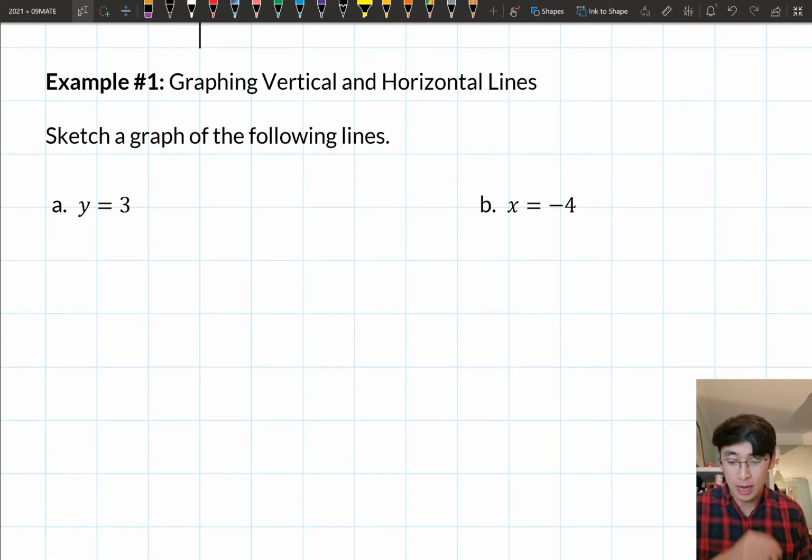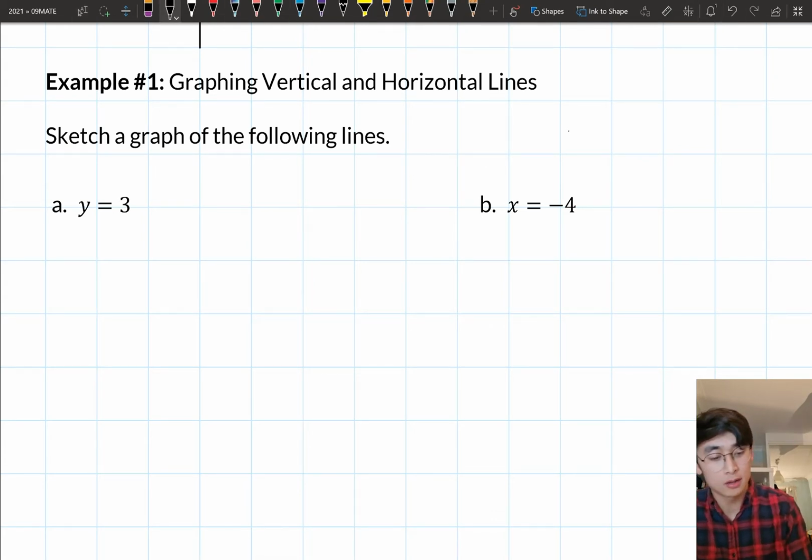Example 1. Sketch a graph of the following lines. So we want to sketch these following linear relationships, and they're going to be vertical or horizontal lines. So let's have a look at this first one. Y is equal to 3. So that's my first one here.